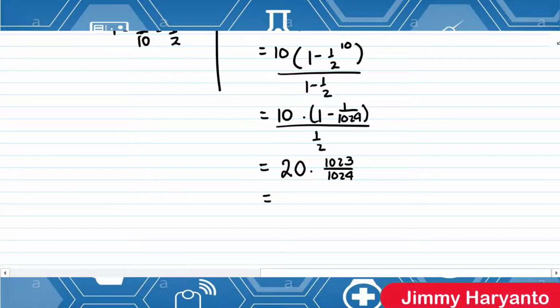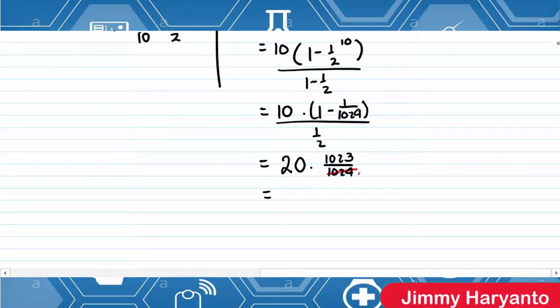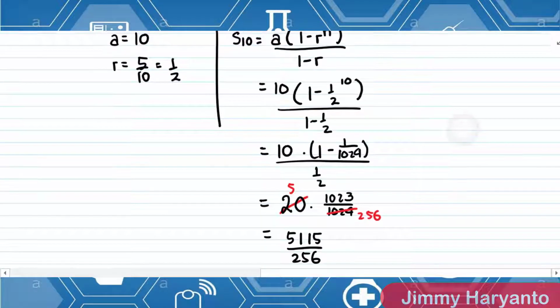Wait, let's use the calculator instead, this is too big. Divide by 4, it will be 256 divided by 4 equals 5. So 5115 over 256. This is the result for S10.